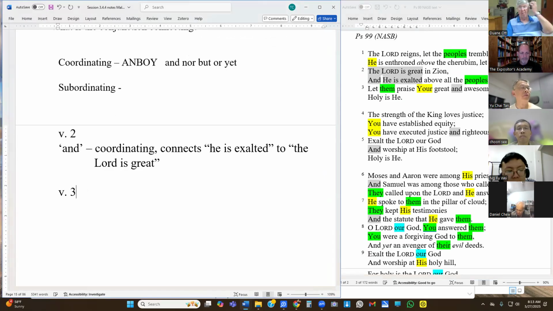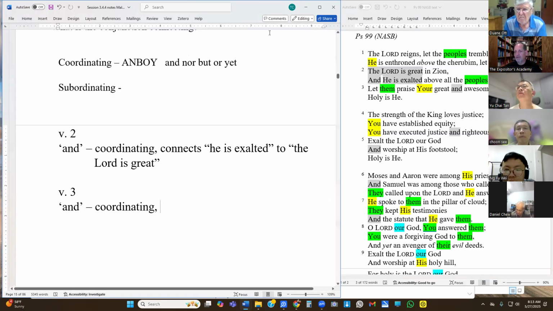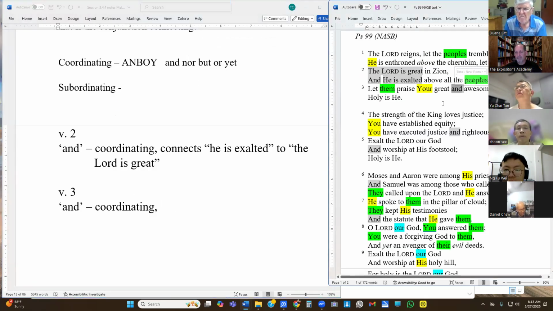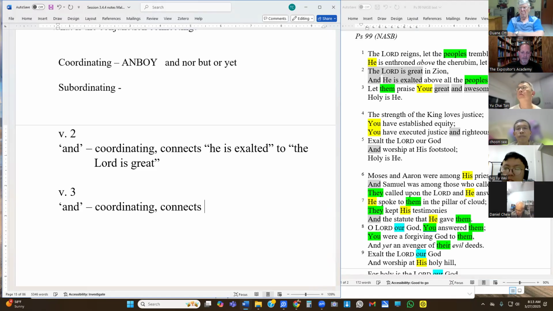Okay, how about in verse 3? Again, you notice we had an and there. Would also, of course, be coordinating. And what is that connecting there? The and here in verse 3. It's connecting the adjective of great and awesome together. Good. Connects. So it's two descriptions of his name. Your great and awesome name. All right. Very good.